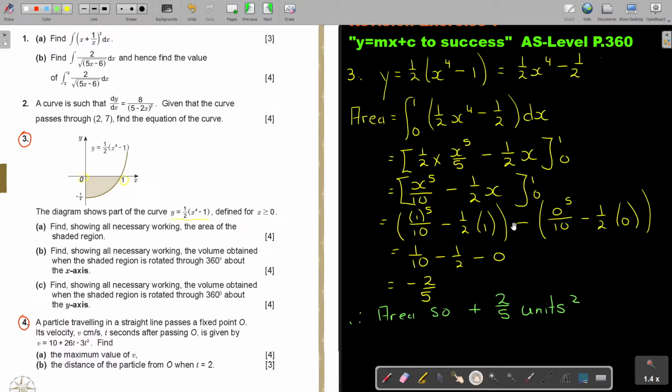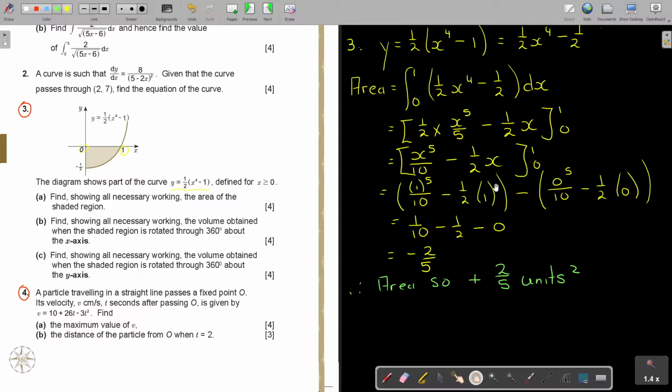Number B, let's move on. That was number A. Number B: find, showing all necessary working, the volume obtained when the shaded region is rotated through 360 degrees about the x-axis. Remember volume is coming from the area of a circle, it's pi r squared. So volume, and you can go back to the chapter, equals pi times the formula squared.